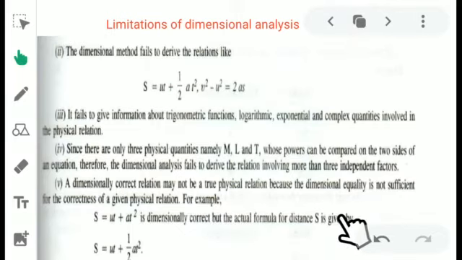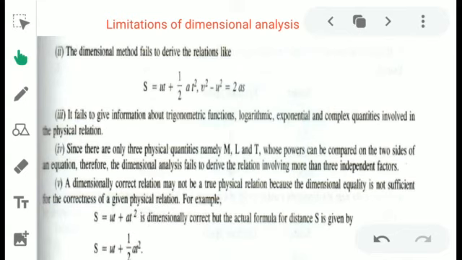The actual formula for distance is s is equal to ut plus half at square. But the other relation is also dimensionally correct, this is also dimensionally correct. So we cannot derive the correct relation in all the cases.